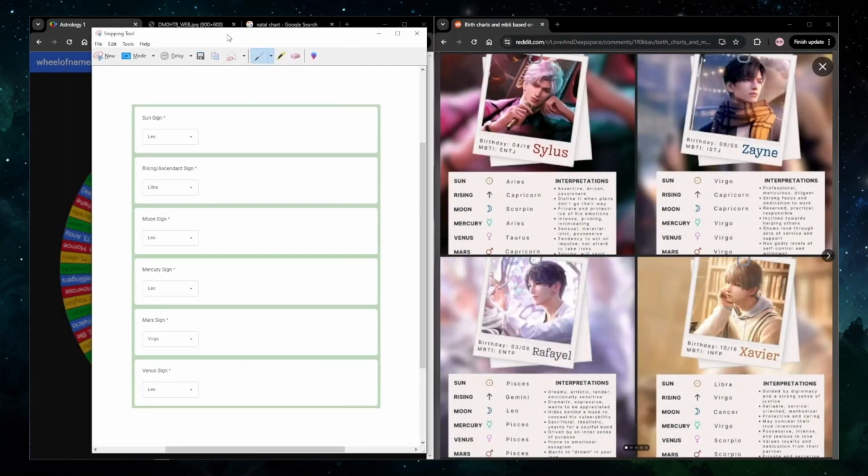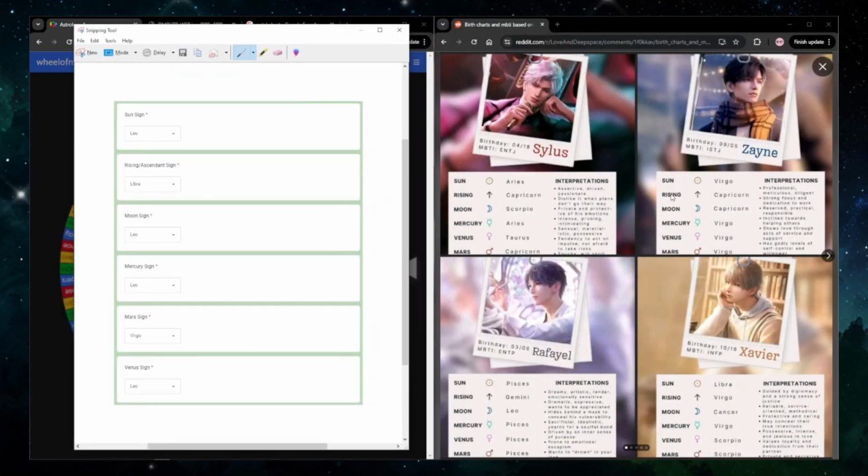So Mina, I will call you Mina. Alright, Mina. So your sun sign is in Leo. Your rising ascendant is in Libra. Moon sign is in Leo. Mercury sign is in Leo. Holy crap, you got a lot of Leo. Mars sign is in Virgo. Venus sign is in Leo. Wow, oh wow. Interesting.